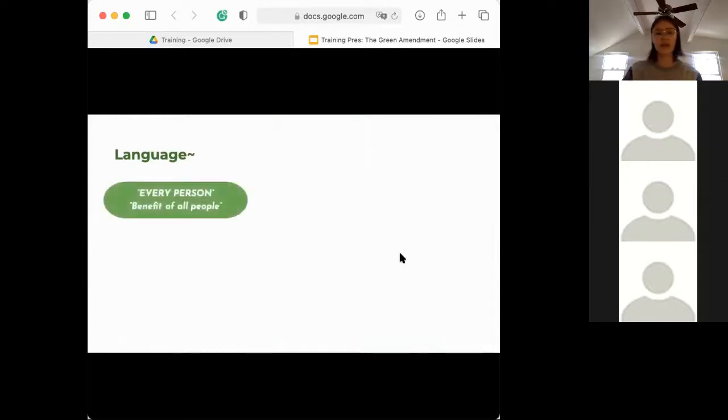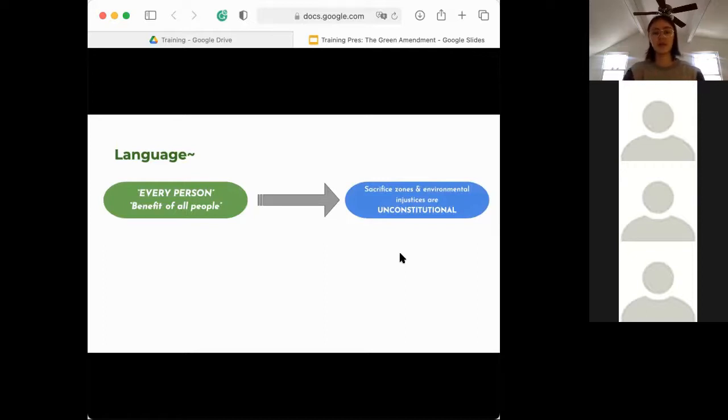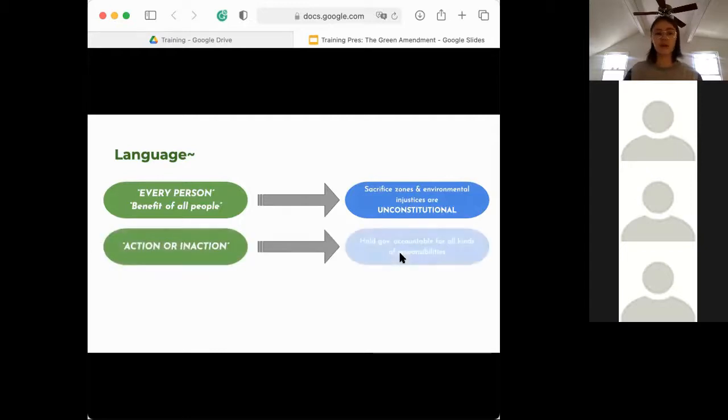So of course, we have every person and benefit of all people. This makes sacrifice zones and environmental injustices unconstitutional. You can't make the decision anymore to do something that benefits one group of people at the cost of somebody else. All of your decisions need to have equal benefit for everybody. Action or inaction, we know both are just as dangerous when it comes to environmental issues. However, right now, it's much easier to hold the government accountable for actions that you can point to. So the Green Amendment recognizes that both are harmful and both need to be considered equally for their ramifications in legal considerations. So it just adds this part to the law.